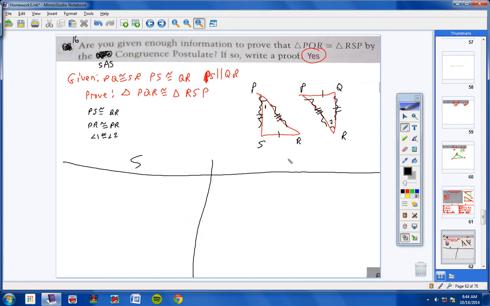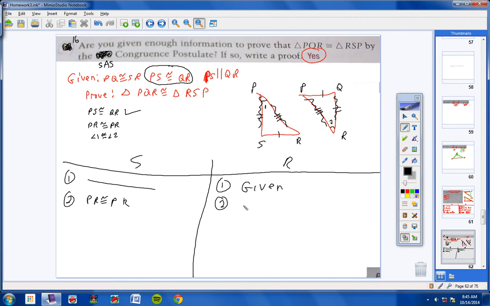Statements, reasons. Okay, number 1 is just our given. So there we go. Now, in our given, we've stated a lot of stuff here. Look what we stated. Right here in your given, we stated that PS is congruent to QR. So that's really written, just so you know, that's really written right down here. So we can check that off, okay? Checked off. Next, I can easily state that PR is congruent to PR because of the reflexive property.